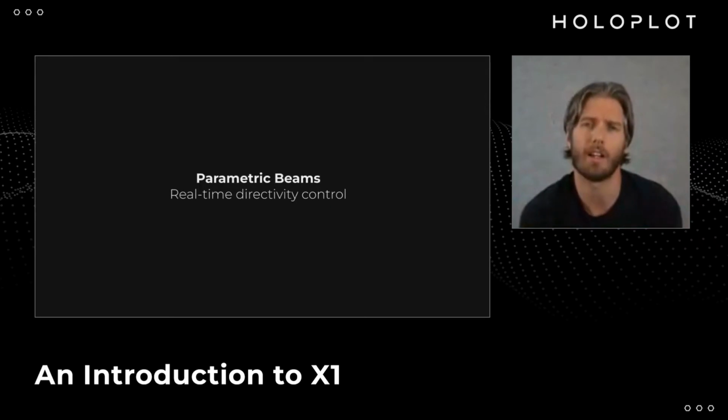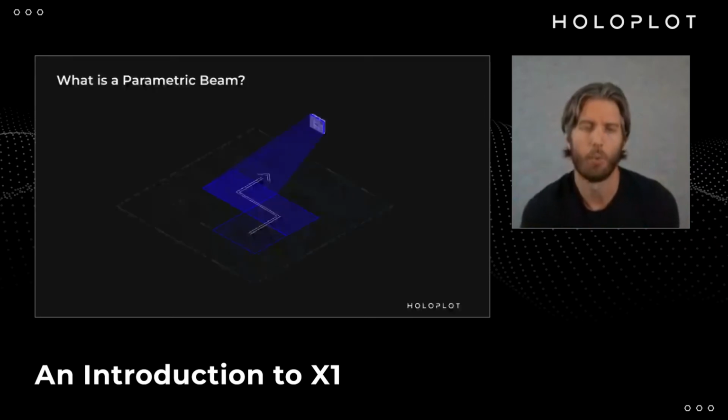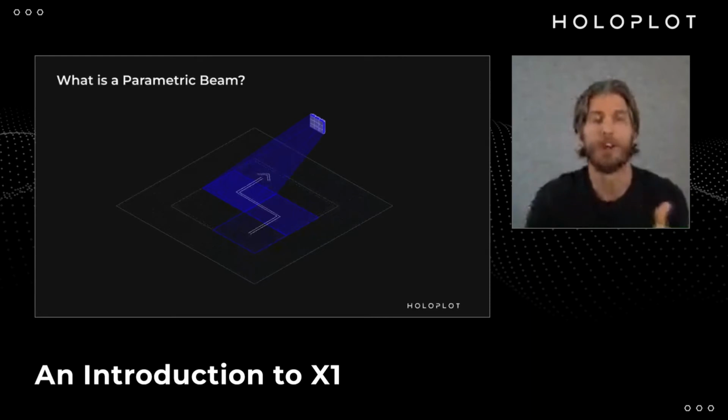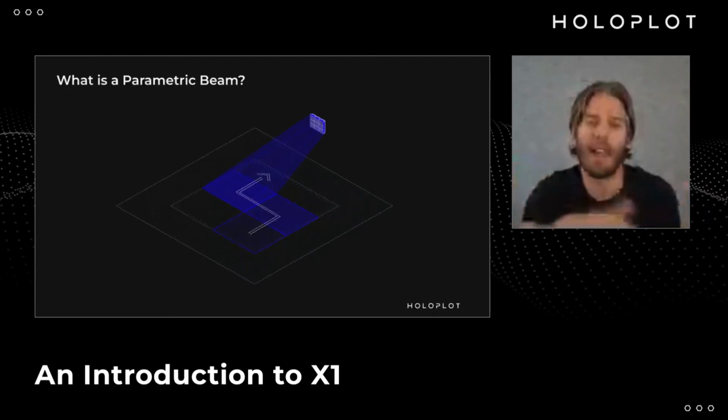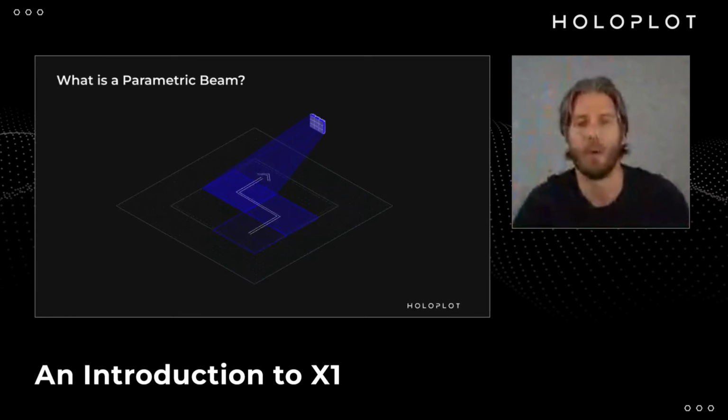So first of all, we're going to kick off with parametric beams. Now, what is a parametric beam? A parametric beam, in terms of its controllable parameters, has its direction, so the angle that you can steer the beam at, both vertical and horizontal, and that's measured in degrees. And then the width of the beam itself, again, both in the vertical and horizontal, so the height or the width of the beam that you're trying to steer. And then we can adjust the performance targets as well.